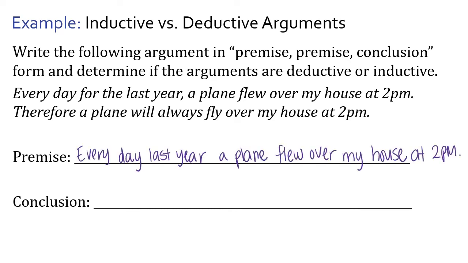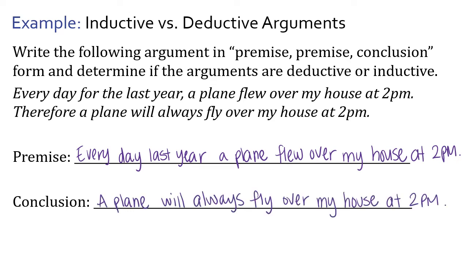So the premise is that every day last year, a plane flew over my house at 2 p.m. The conclusion is a plane will always fly over my house at 2 p.m. So this goes from specific examples, we're talking about specific days, to making a general conclusion, it will always fly by my house at 2 p.m. So because it goes from specific to general, this is an inductive argument.